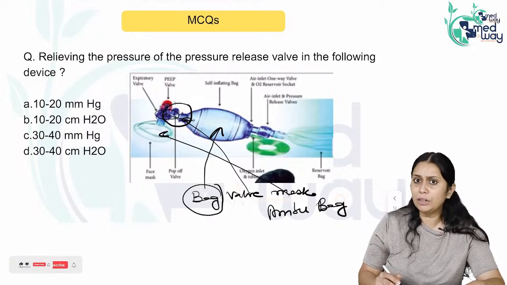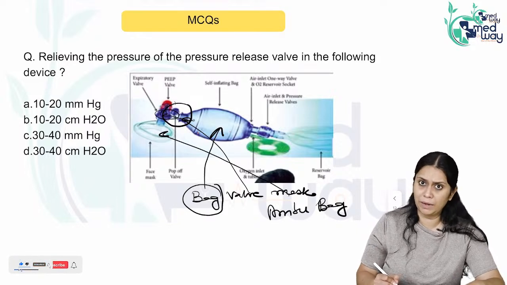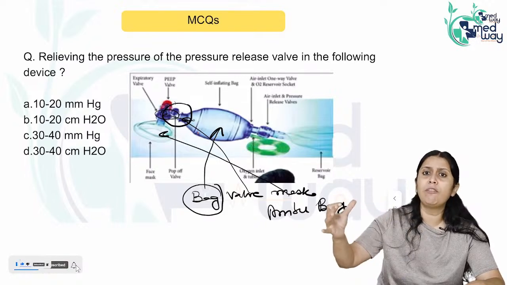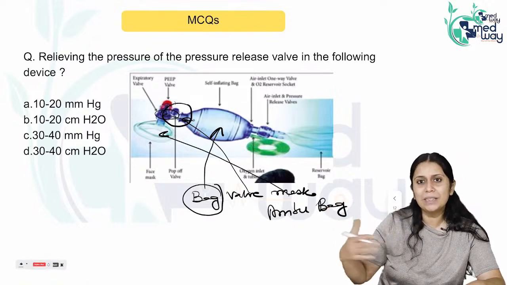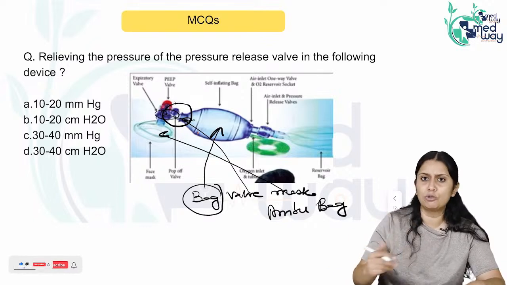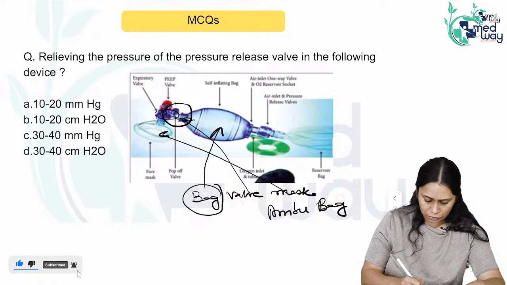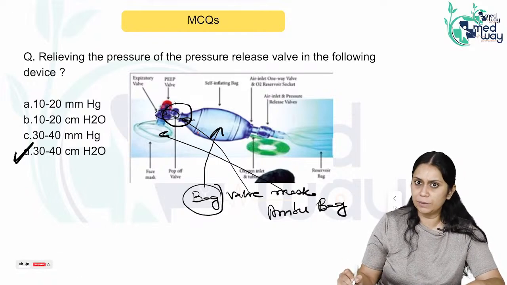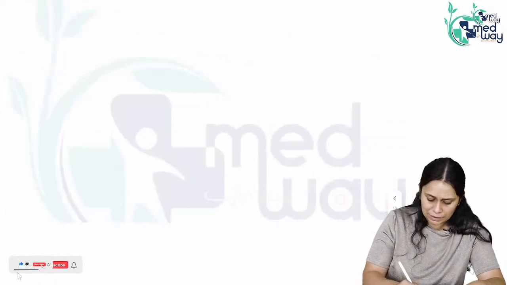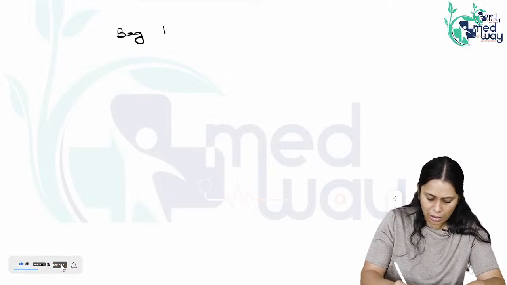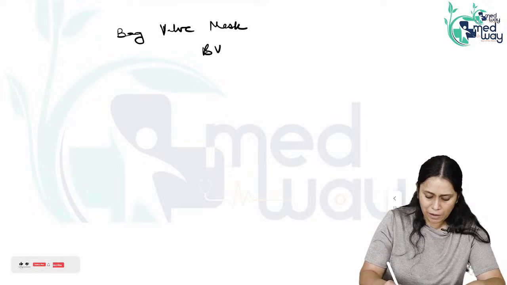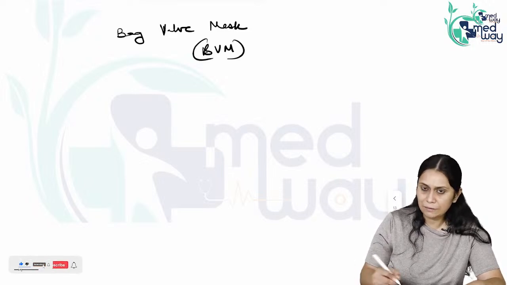A pop-off valve or a pressure relief valve has been provided. So at what pressure will this relief valve open and release pressure to prevent any barotrauma from happening? That would be 30 to 40 centimeter of water. So this is the answer, 30 to 40 centimeter of water. So remember, this bag, valve and mask, right? Bag, valve, mask.